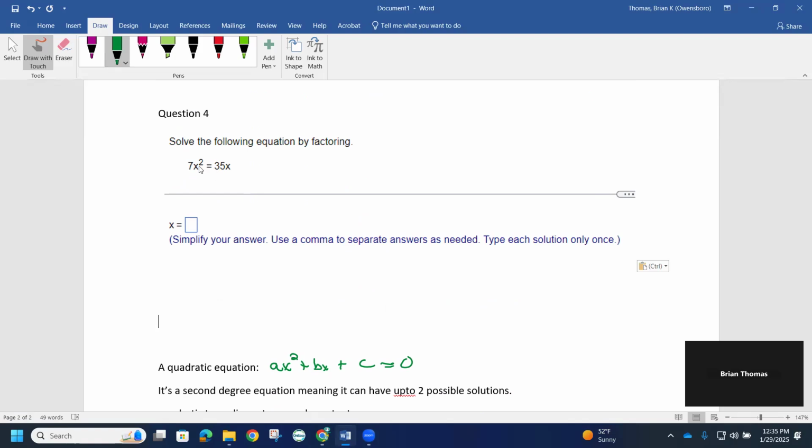I pick up on that it's a quadratic equation because of this power of 2, but notice how it's not set equal to 0. So remember, I need ax squared plus bx plus c is equal to 0. So what I can do is subtract 35x on both sides. If I do that, this 35x will come over here, but when it comes over here, the sign's going to change. So I'm going to write this as 7x squared minus 35x is equal to 0.